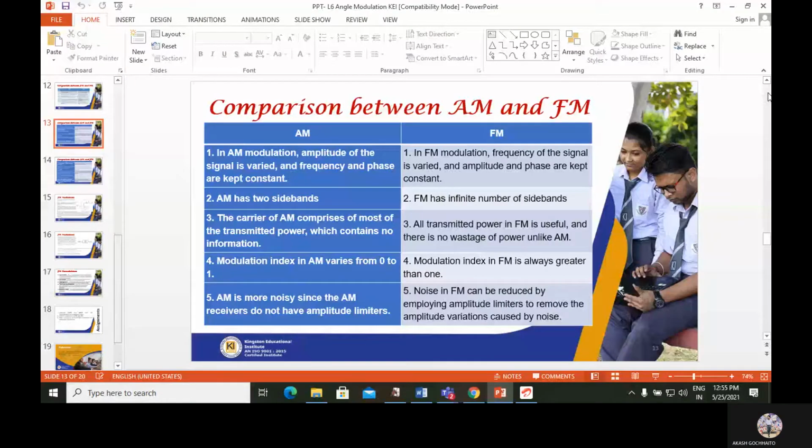Okay, once again, I'm starting the class here. Actually, this is a continuation of your angle modulation. In the last class, I talked about frequency modulation and phase modulation. Do you remember? Yes, sir. This is frequency modulation. I have also told you about the modulation index.